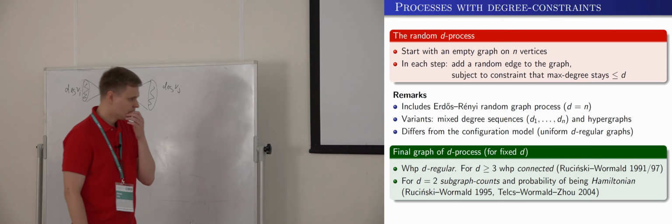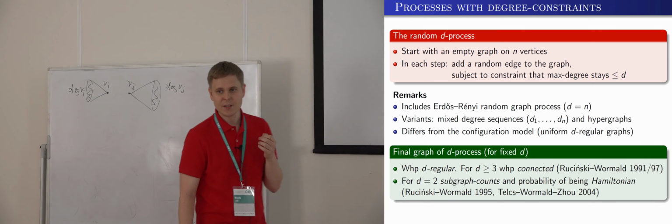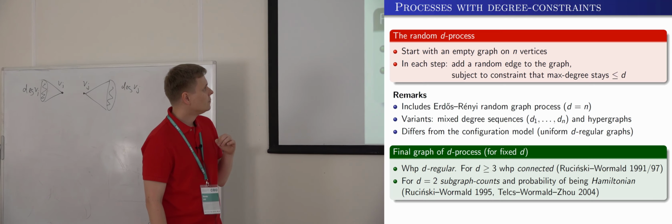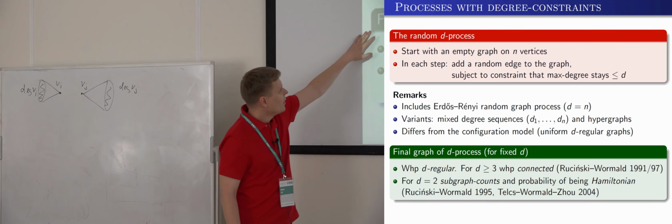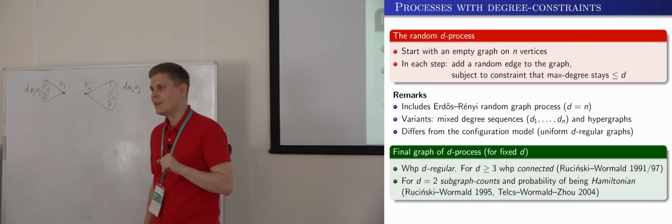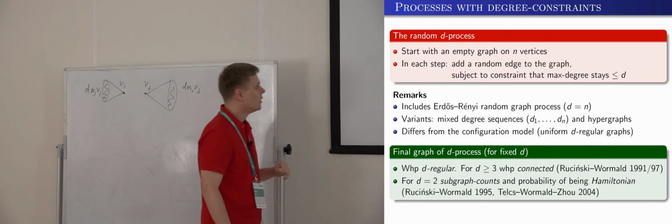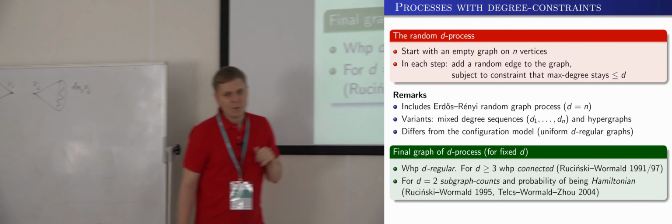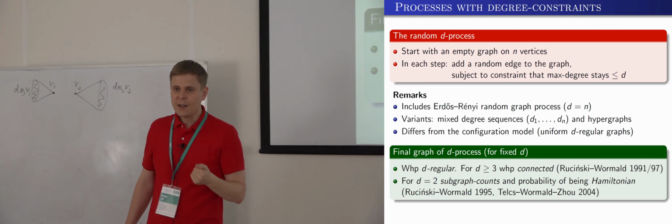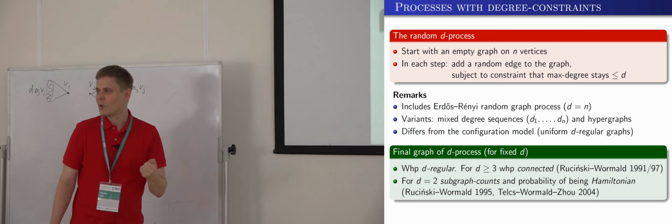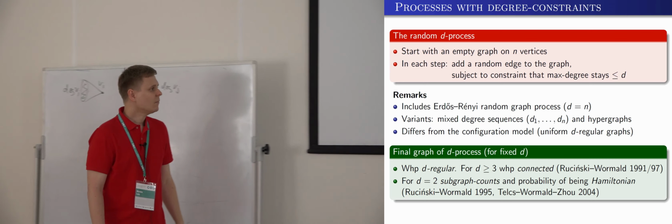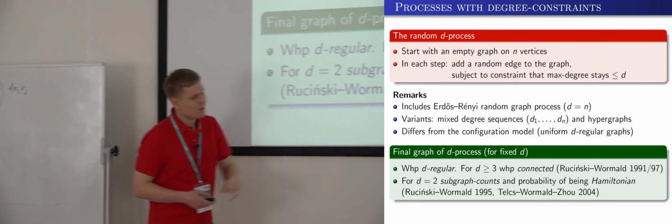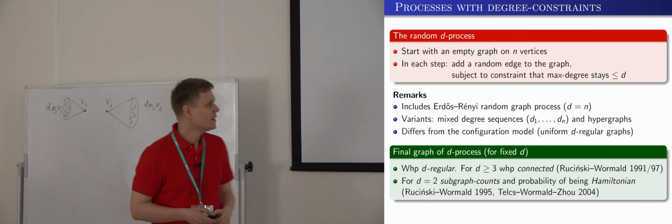So let me tell you one or two things about what is known here from a mathematical perspective. A lot of the combinatorial emphasis has been on the final graph itself. So, for example, I mentioned this result by Ruciński and Wormald. They showed that with high probability the final graph is d-regular for d at least 3, and they also showed it's in fact connected. The fact that the final graph is d-regular was answering a question of Erdős from the mid-80s.